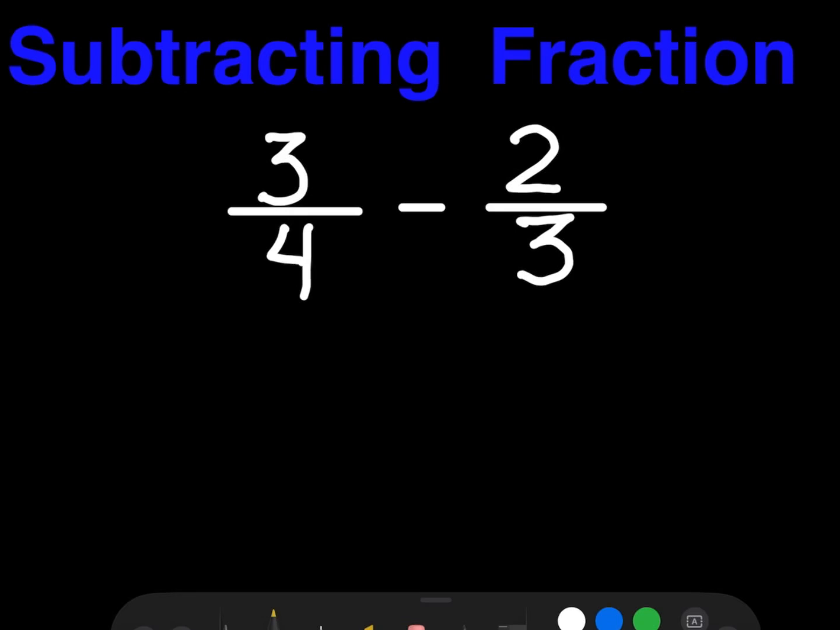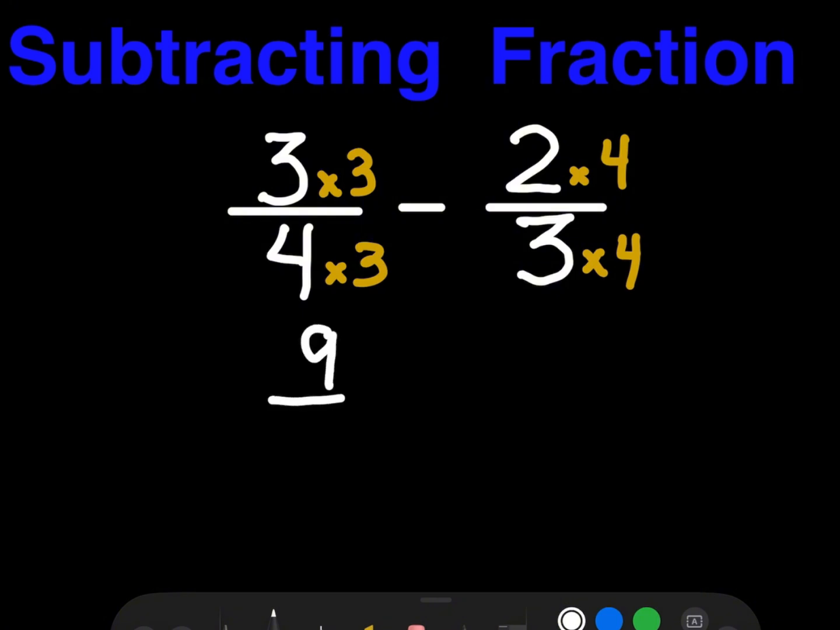So in subtracting fractions, for example, you have 3 over 4 minus 2 over 3. All you have to do is make the denominator the same by multiplying 3 over 4 by 3 and 2 over 3 by 4. After that, you multiply for the first fraction. 3 times 3 is 9, and 4 times 3 is 12. And minus, 2 times 4 is 8 over 3 times 4 is 12.